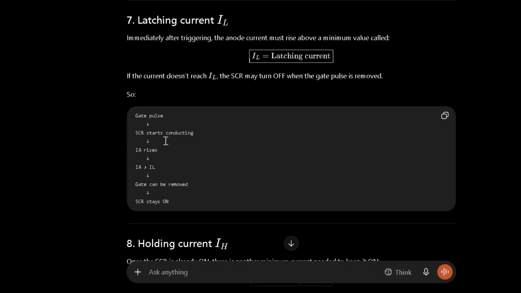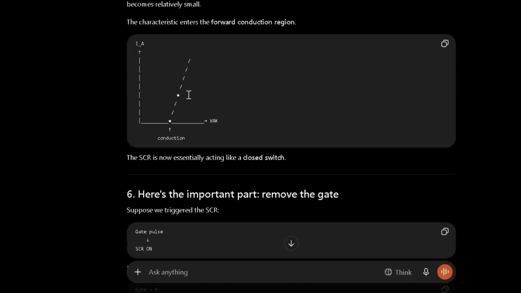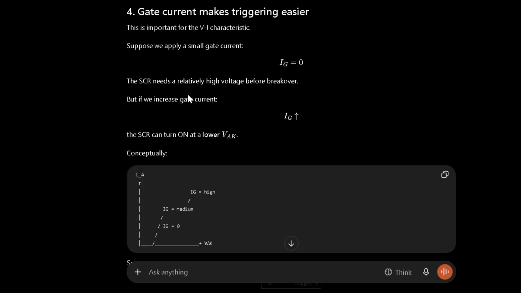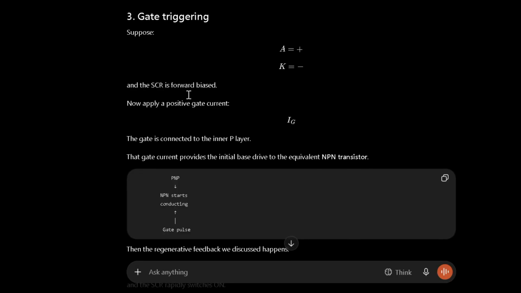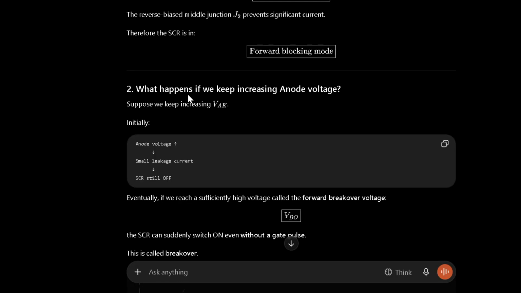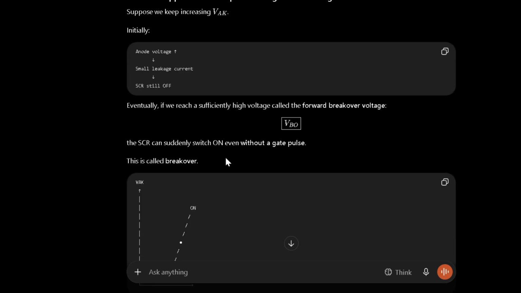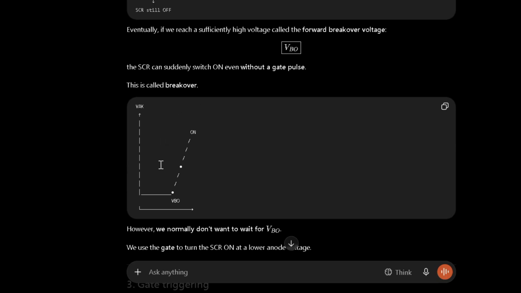Here, what's happening? We talked about three things. First of all, at a high voltage at the anode, VBO occurs and the SCR gets switched on, but we don't want the voltage to get that high for the SCR to switch on. Here there is no gate pulse being used.